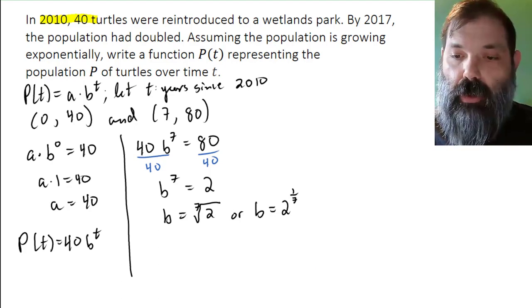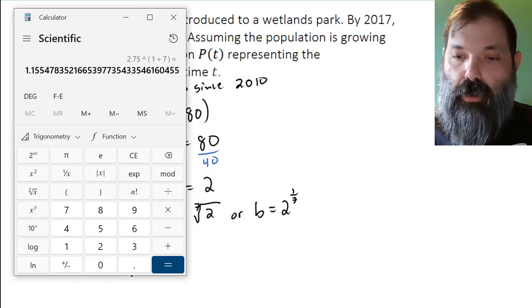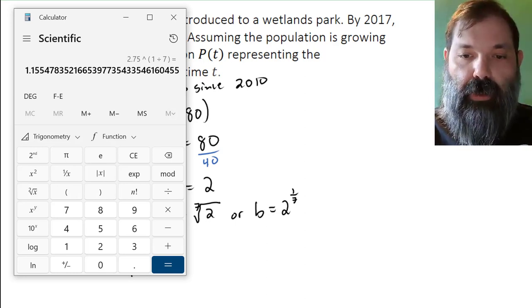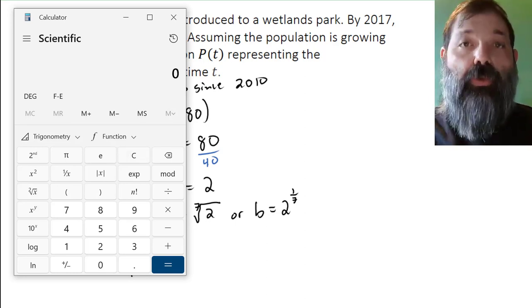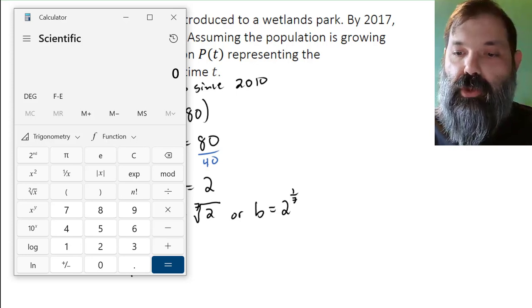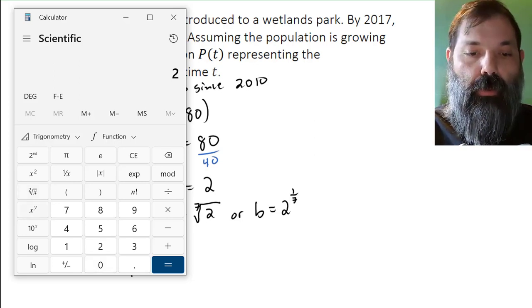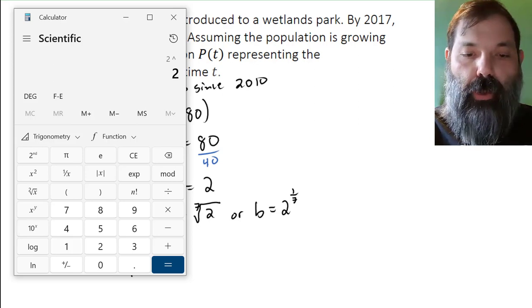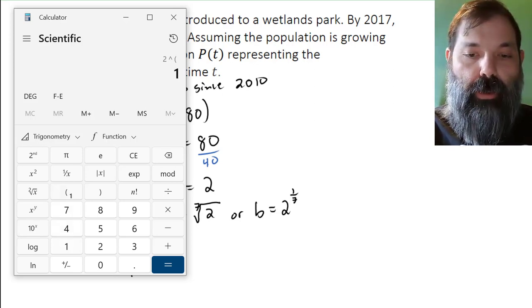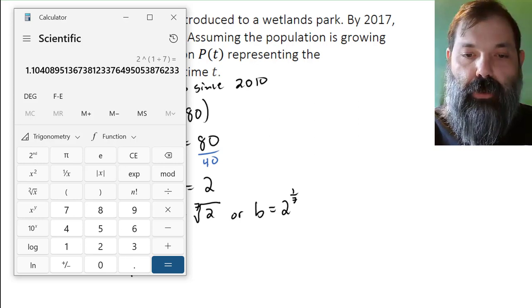Let's use a calculator. My calculator does not have a general root button, so I'll use the exponential form. 2 to the 1/7 power. So 2, and then x to the y here, raised to the parenthesis 1, divide 7, close the parenthesis, and hit enter.